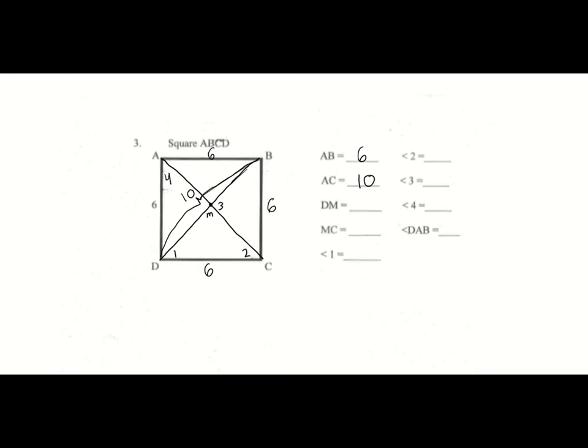To find DM, we know that DM and BM are congruent. So if the whole thing's 10, then each piece is going to be half of 10, which is 5. Same thing for MC. That whole thing's 10, each one of these pieces will be 5.